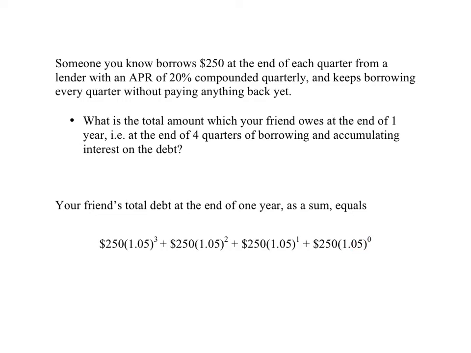So what do we know about this transaction? It involves regular payments of $250. Your friend is receiving the $250, but they are payments nonetheless. There is a periodic interest rate of 5%. Within each time period, the interest rate is 5%. It's 5% per quarter. And how many payments are there? There are 1, 2, 3, 4 of them.